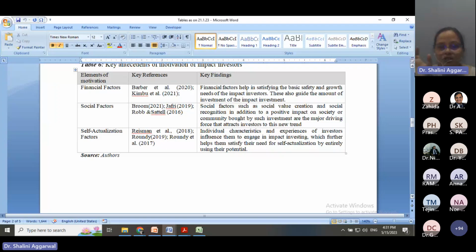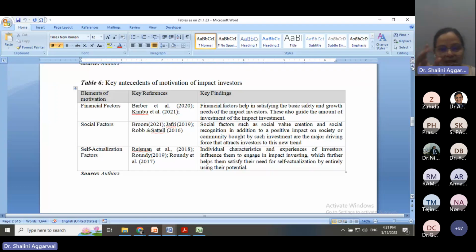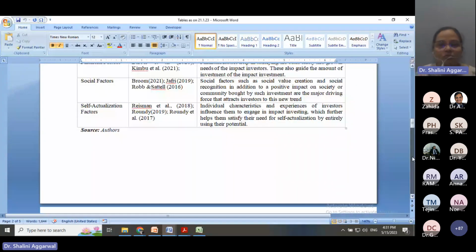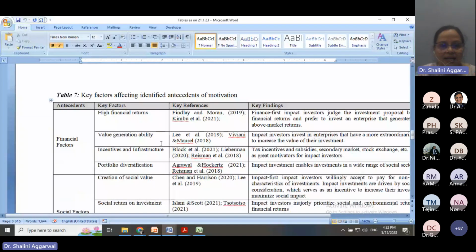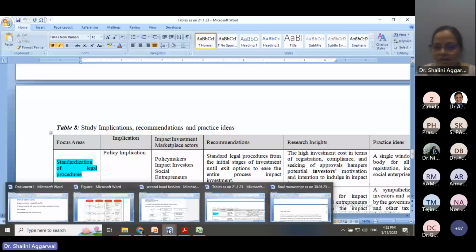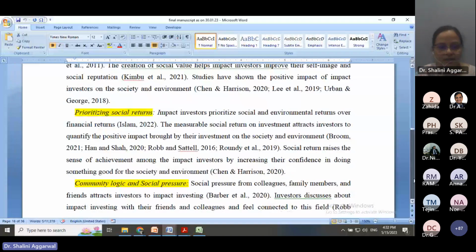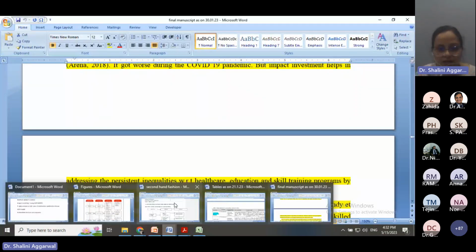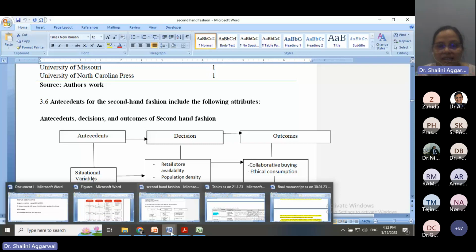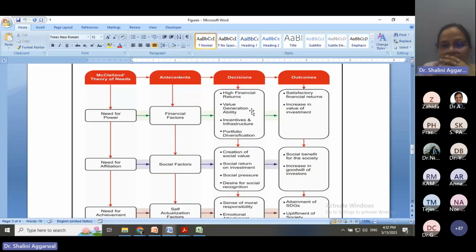I have explained this with the help of a diagram, but I am explaining it here as well. Can you see how I am trying to make my paper more visible by making more tables? Now the financial factors, and after that, these are the decisions, key references, and key findings. This is the next important aspect. Here we have written the outcomes. For each aspect we have explained. Let me show you this. For each aspect that we have mentioned here, we have written something about it. For each category we have written.